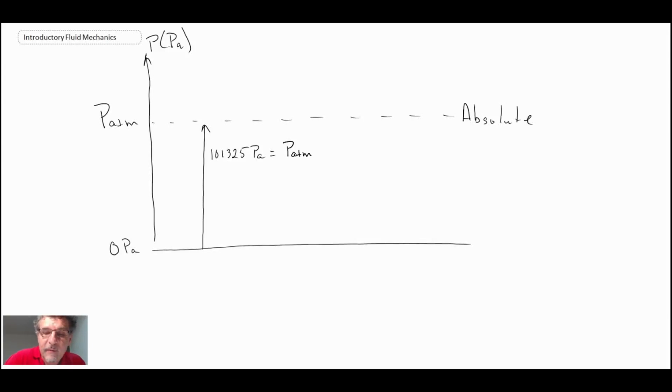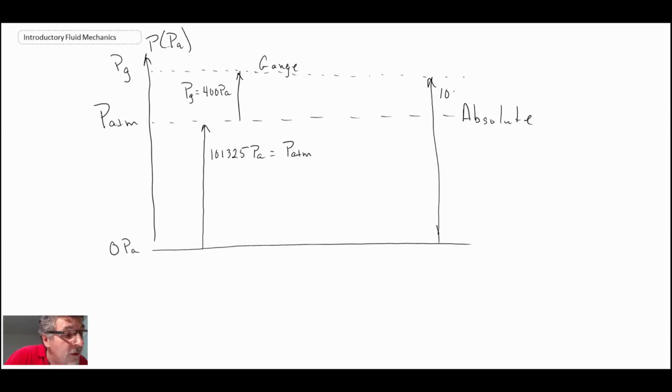If we have a gauge pressure, that would be above the atmospheric pressure. So let's say we have a gauge pressure someplace up here, and let's say the magnitude of that is P_g equals 400 pascals. So that would be a pressure then in terms of absolute pressures. I'll continue this line over. If we were to draw an absolute pressure for that, we would have 101,325 plus 400, which is 101,725 pascals. So that would be what that gauge pressure would be in absolute.